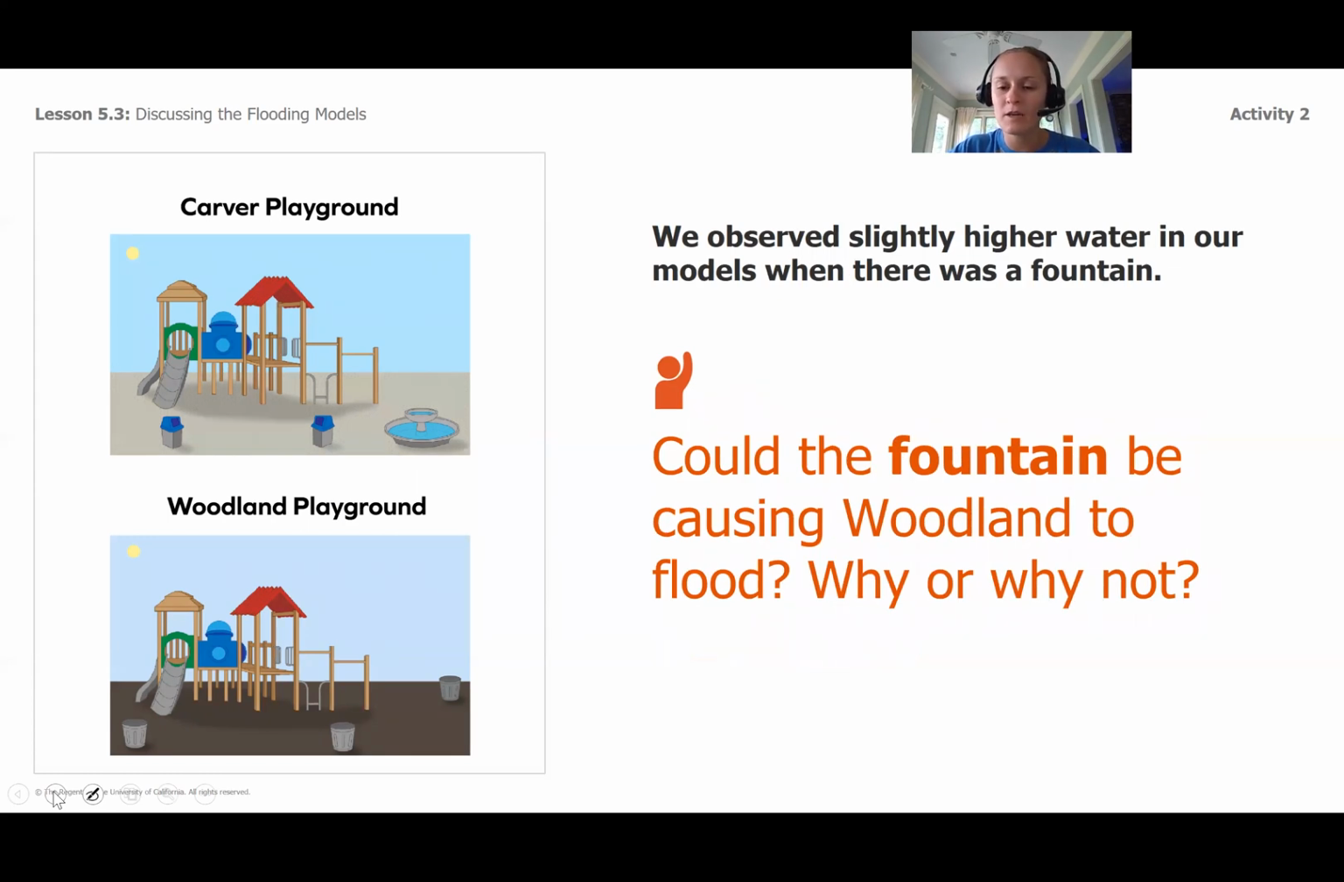Could the fountain be causing Woodland to flood? Why or why not? Well, there is no fountain in Woodland, so no, it couldn't be causing Woodland to flood.